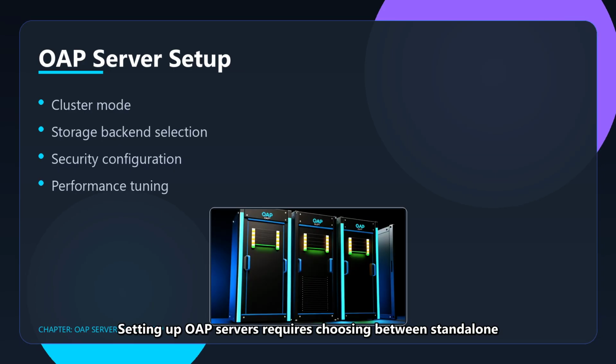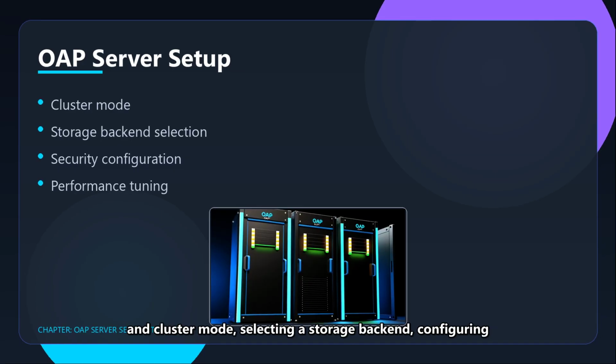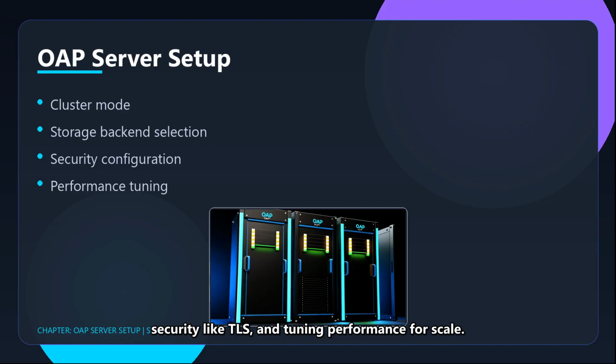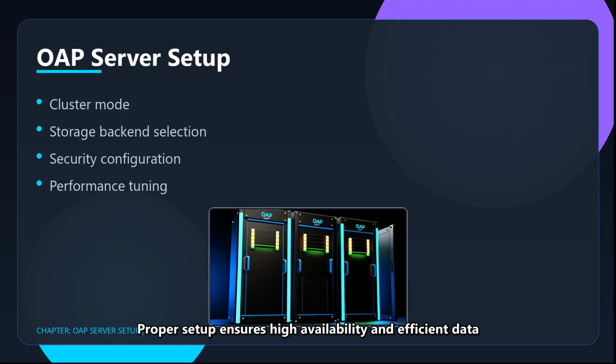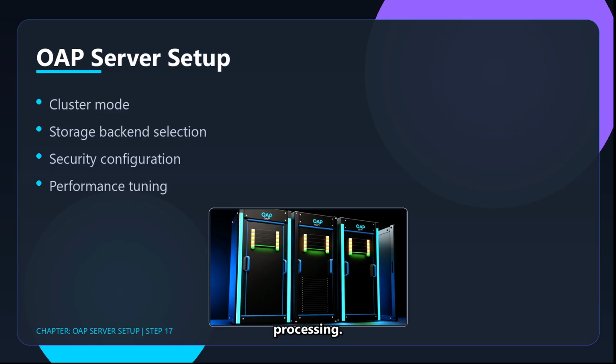Setting up OAP servers requires choosing between standalone and cluster mode, selecting a storage backend, configuring security like TLS, and tuning performance for scale. Proper setup ensures high availability and efficient data processing.